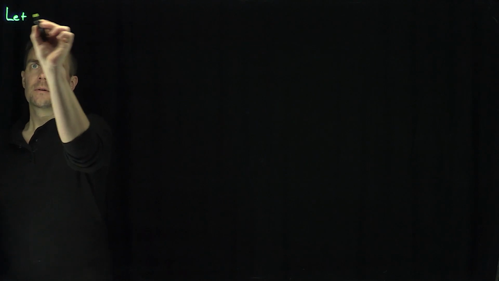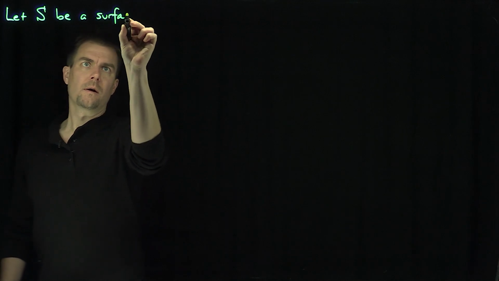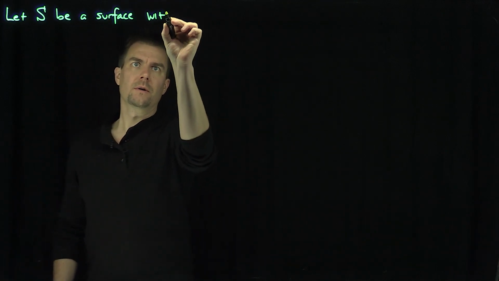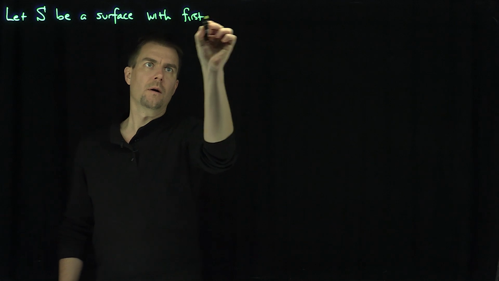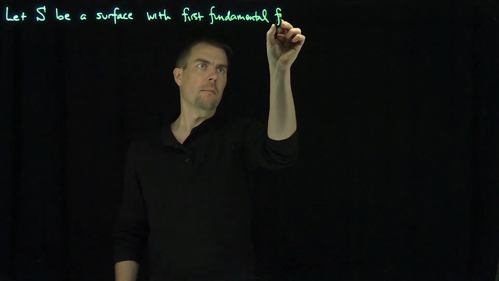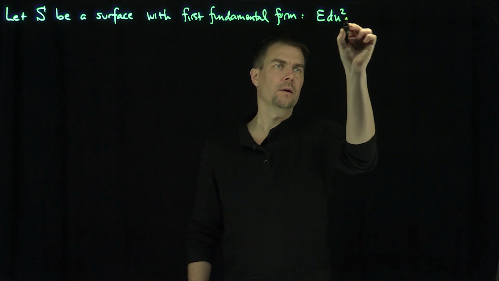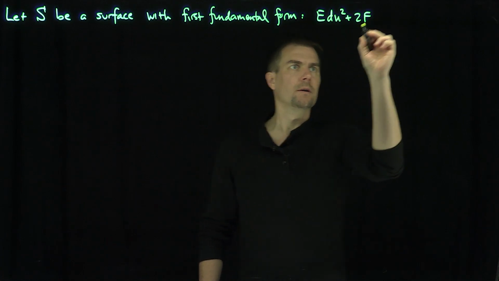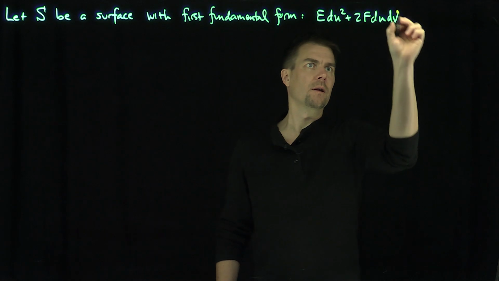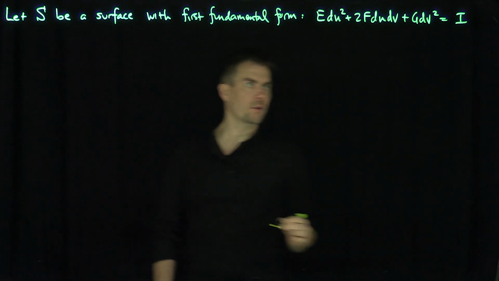Hello students, in this video we'll discuss the principal curvatures of a surface. Let S be a surface with first fundamental form given by E du squared plus 2F du dv plus G dv squared, which I'm going to denote as Roman numeral 1.